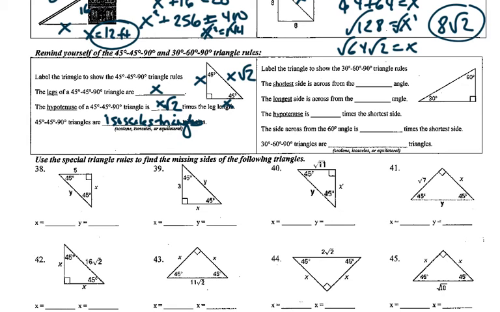Versus 30, 60, 90 is x, 2x, x root 3. And so that side opposite the 60 is root 3 times the shortest side. Hypotenuse is double the shortest side. Longest is across from the 90. Shortest is across from the 30. And this is a scalene triangle with all sides different.